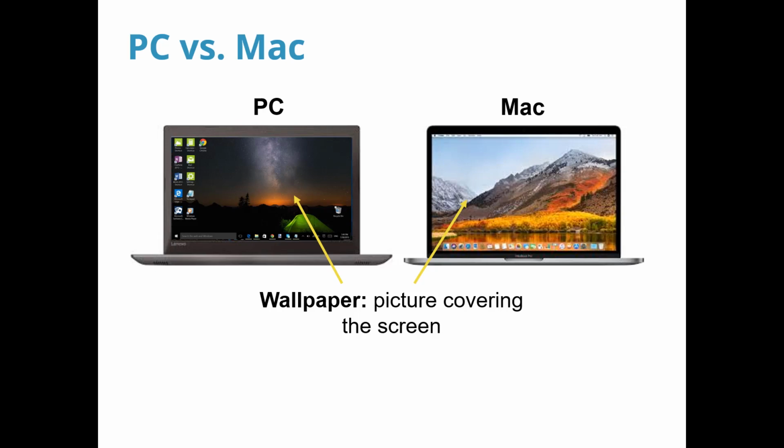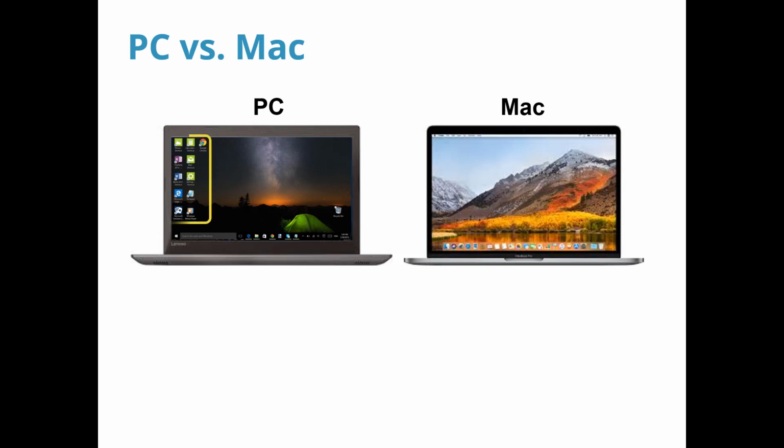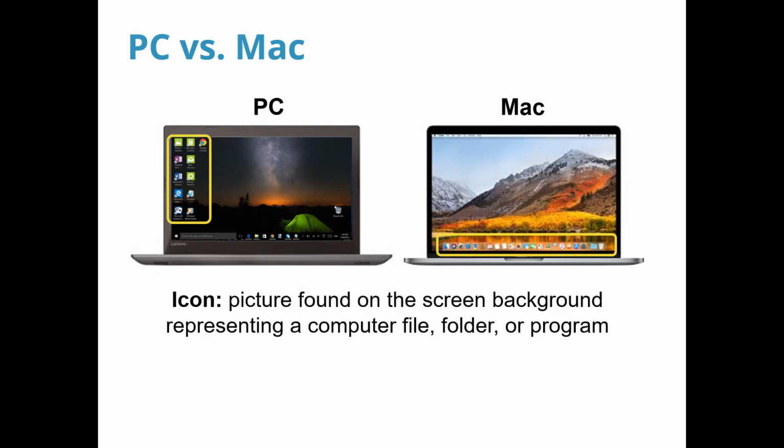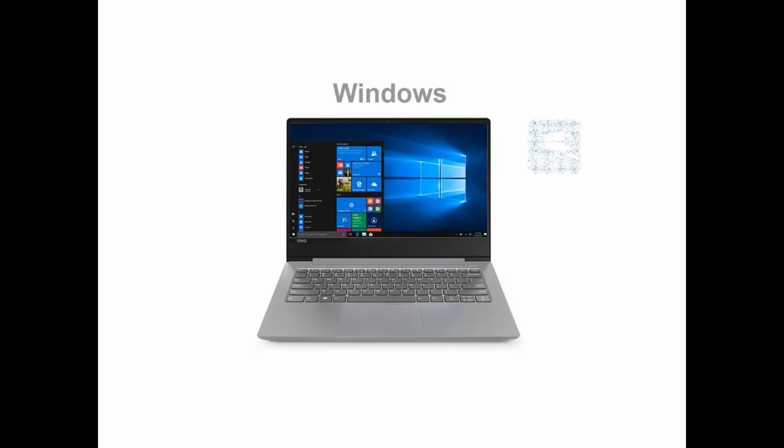Next, you can see that the icons are arranged differently on the PC and the Mac. An icon is a picture found on the screen background representing a computer file, folder, or program. On a PC, the icons are often on the left side of the screen. On a Mac, they are usually found along the bottom of the screen. For the NICO course, we will show you the basic functions of a Windows computer.